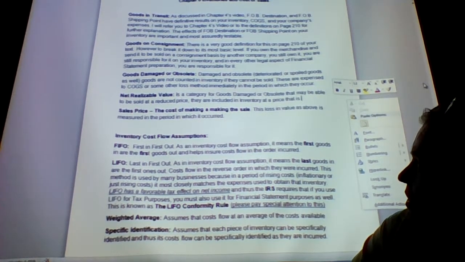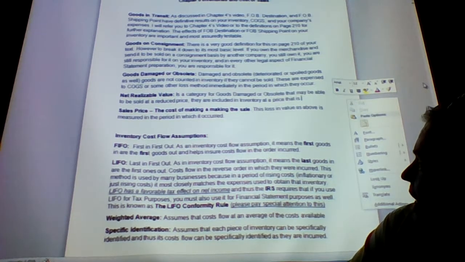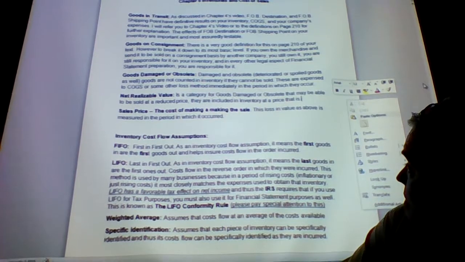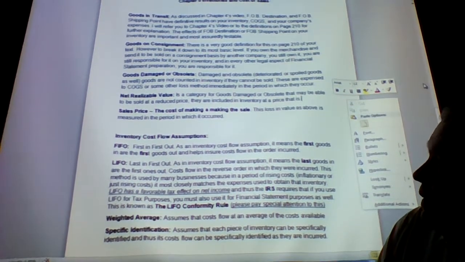Goods damaged or obsolete. Damaged and obsolete, also deteriorated or spoiled goods as well. Goods are not counted in inventory if they cannot be sold. These are expensed to cost of goods sold or some other loss method immediately in the period in which they occur. However, there is a category for goods damaged or obsolete called net realizable value: if they may be able to be sold at a reduced price, they are included in inventory at a price for the reduction. That's what net realizable value is.